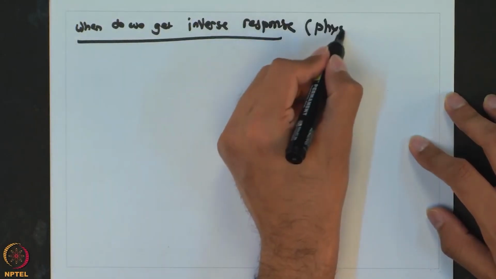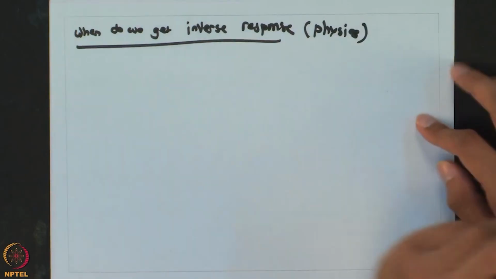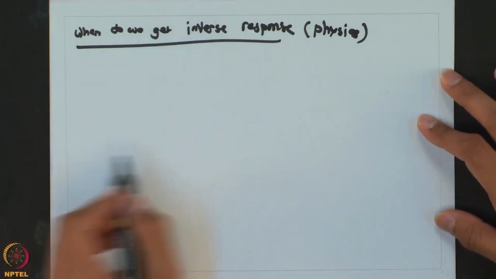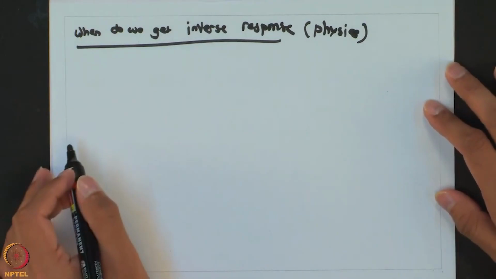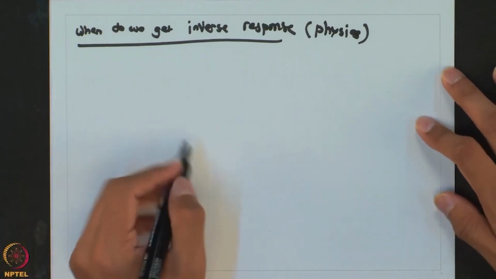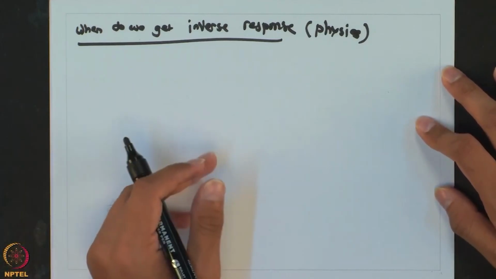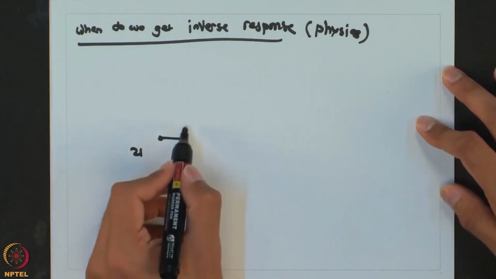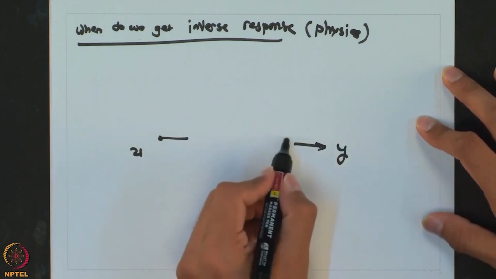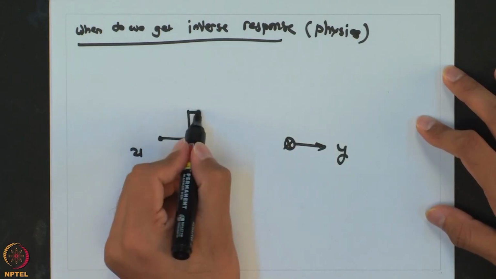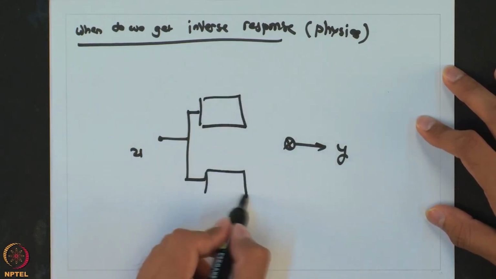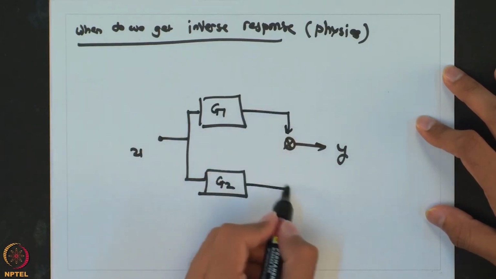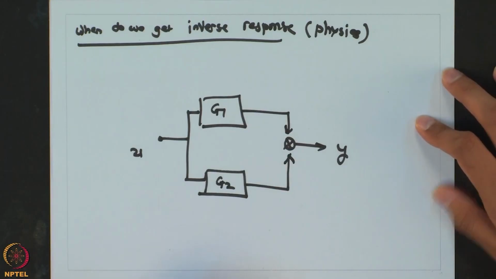That is, what is the physics of the process which will give you inverse response? As it turns out, inverse responses happen because there are two competing effects which are triggered by the input. So, if this is my input, when I change my input, it is going to change the output in two ways. So, there are two parallel processes which take place, and the net output is the combination of the two.